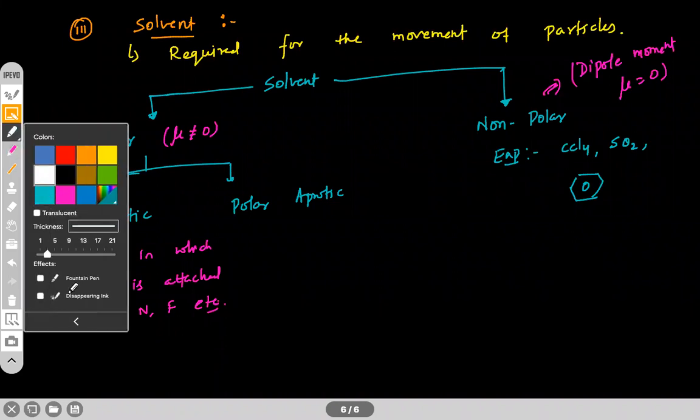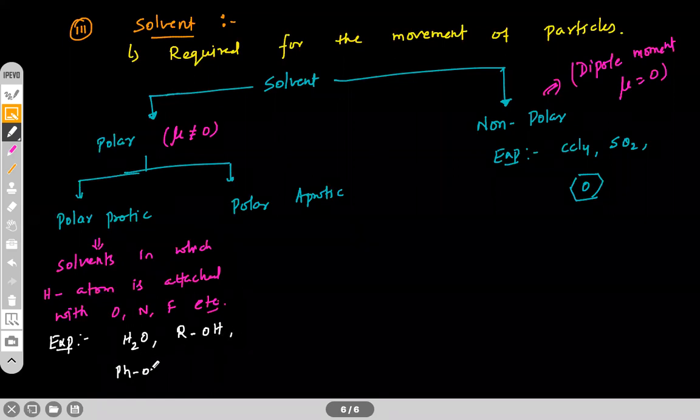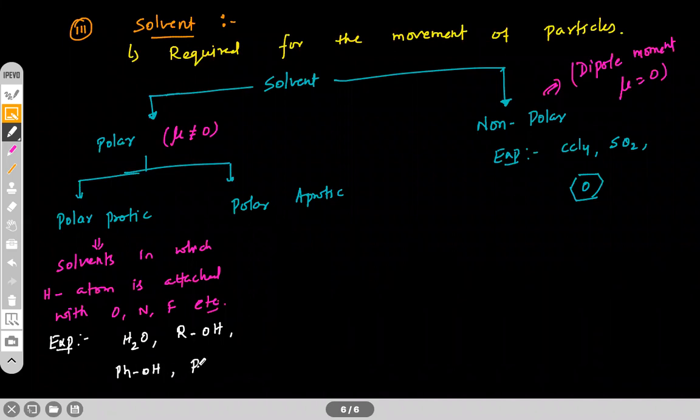An example of this solvent is H2O. So basically all these discussions are not required. You just need to know what is polar protic solvent and what is polar aprotic, and you just need to know a few examples of it. So polar protic solvents like H2O, we can have alcohol, oxygen hydrogen bond, phenol, oxygen hydrogen bond, acid, oxygen hydrogen bond, amine, nitrogen hydrogen bond. Many examples we have like this.